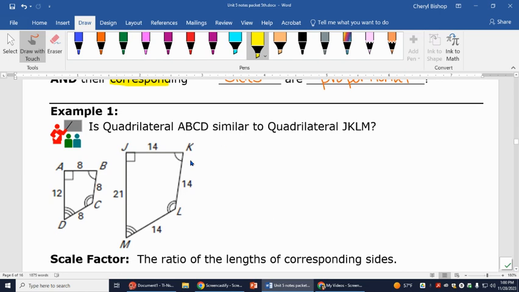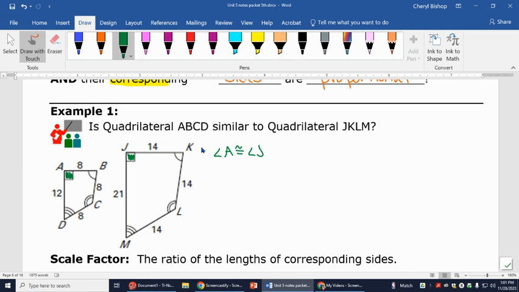The order is important. So I know that this first letter, angle A, should be corresponding to the first letter over here, angle J. And if these two figures are similar, then these angles have to be congruent. So when I look at A, I see this right angle. And when I look at J, I see this right angle. So are they congruent? Yes.